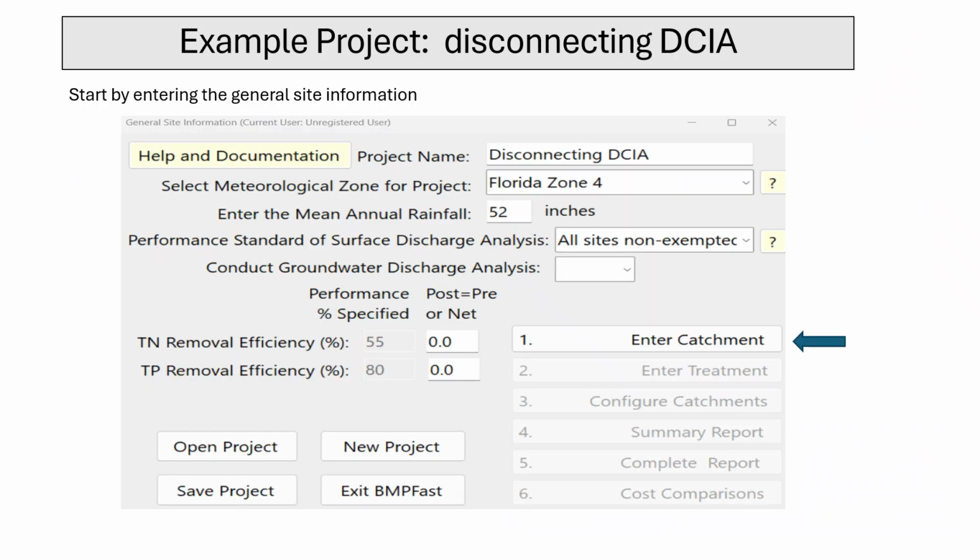Let's walk through an example project focused on disconnecting directly connected impervious area, or DCIA. The first step is to enter the general site information for the project. Once you're in this section, you'll notice that the Enter Catchment button is the only one that is active and lit up. This is by design, because the tool cannot perform any annual removal analysis until the catchment data has been provided first.